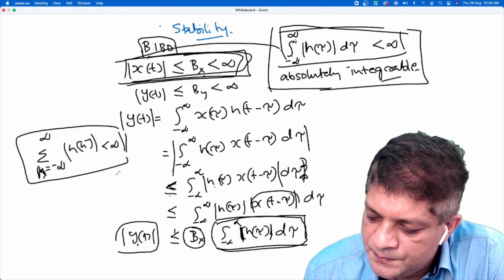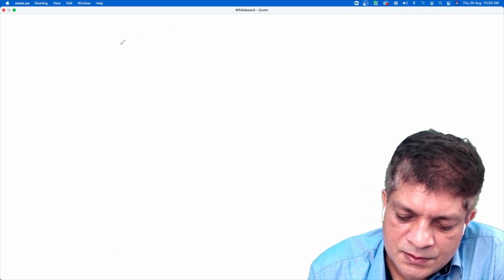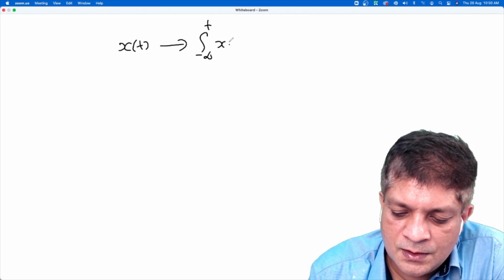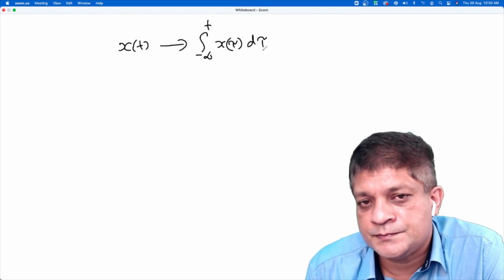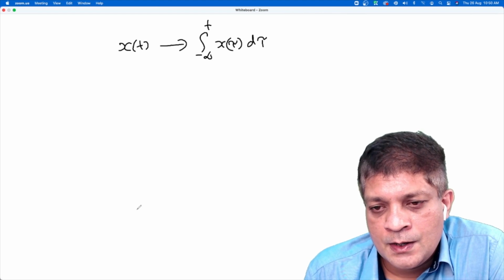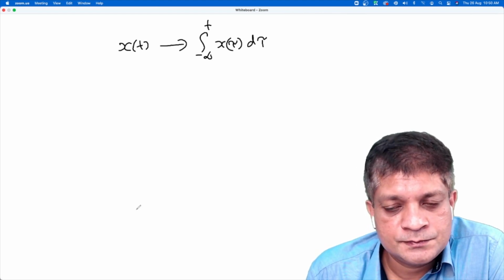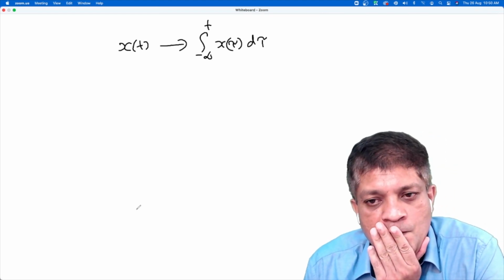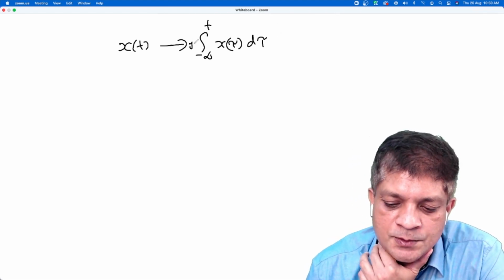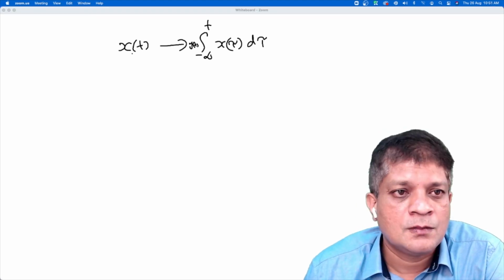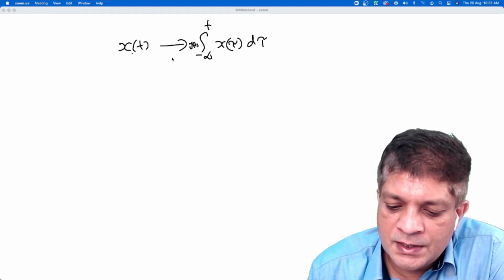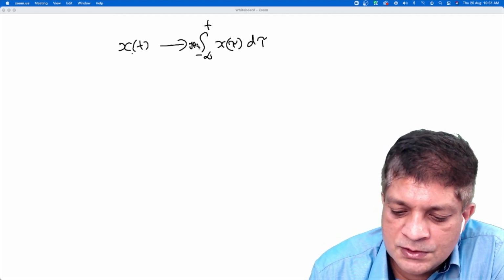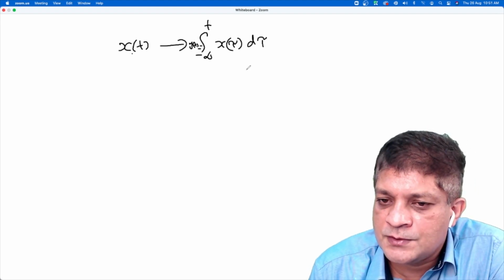Let us consider an example. Consider this system: x(t) to the integral from minus infinity to t of x(tau) d tau. This is an integrator. Okay. Is it a stable system? What is the impulse response of this system? This is y(t), the output. If you are giving x(t) as the input, its integral is the output. It's an integrator. What is the impulse response of the system?